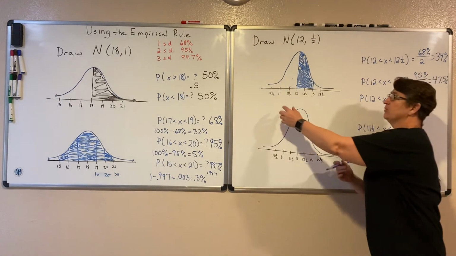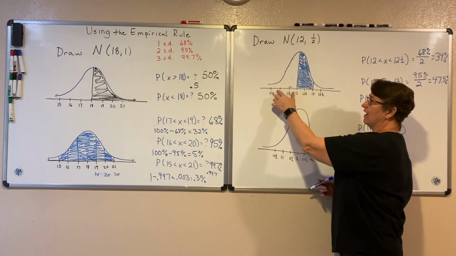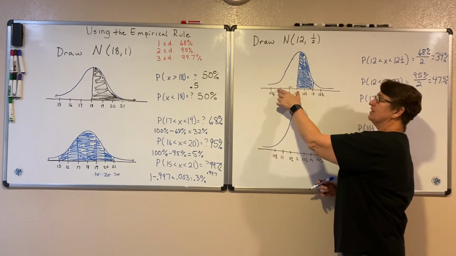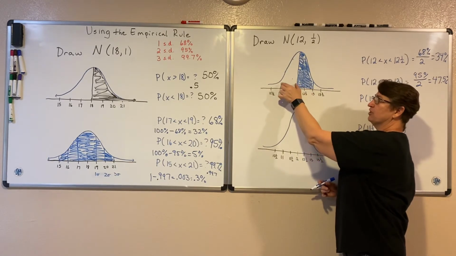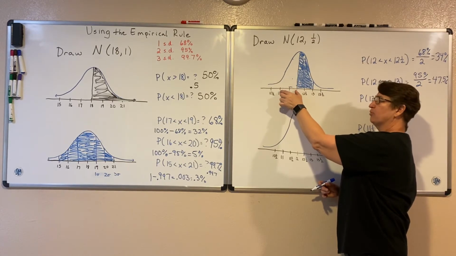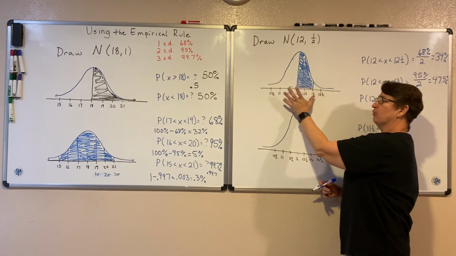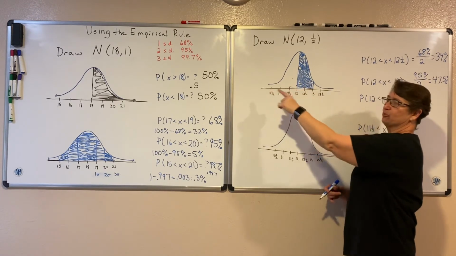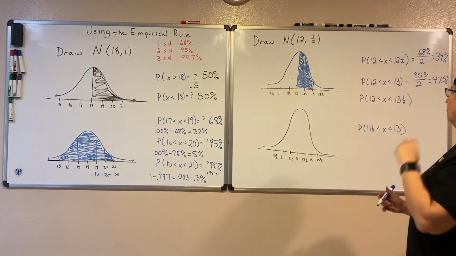Well, what about between 11 and 12? That's the other half of this, so this also would be 47.5. That 47.5 plus this 47.5 makes up the full 95% from the empirical rule.